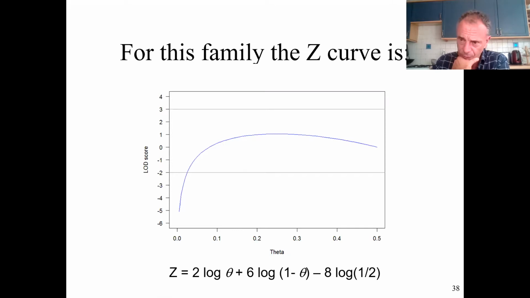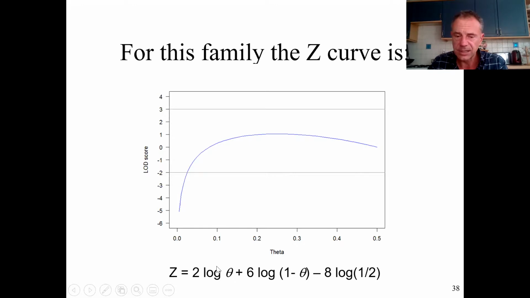So this is the actual graph that we get when there are 2 out of 8 recombinants. The formula is down the bottom there. It's 2 times log theta plus 6 times log 1 minus theta minus 8 times log a half. And these are the actual numbers that you get. So a few things to say about it. Let's start with minus infinity. Because we've got some recombinants, the value for this at theta equals 0 is 2 times the log of 0, which is 2 times the log of minus infinity, so it's minus infinity. So that goes down to minus infinity. That's fine.